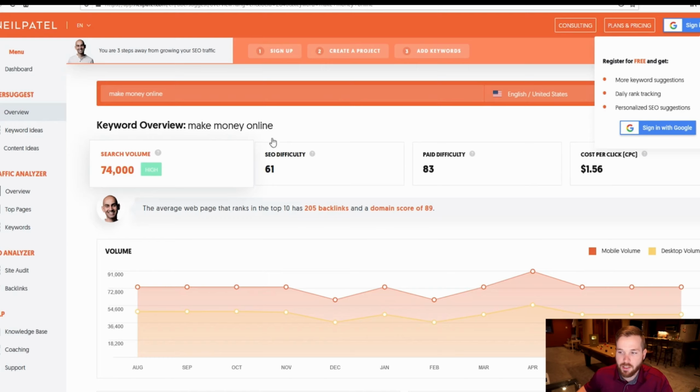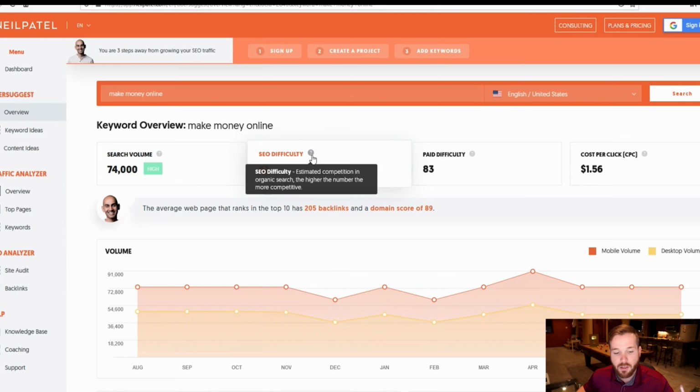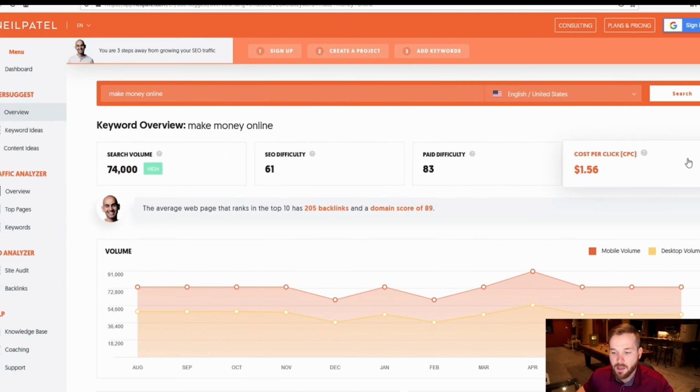So the 74,000. You can see kind of paid difficulty, which is actually going to be basically your CPM. So that means it's harder. That means you have to pay more money to get an ad on it, which basically means it has a higher CPM. So this is kind of a quick way you can check CPMs, difficulties. SEO difficulty is basically the competition. So you have search volume and competition here. Basically you have your CPM, and then cost per click, which is basically another way of looking at kind of CPM as well.